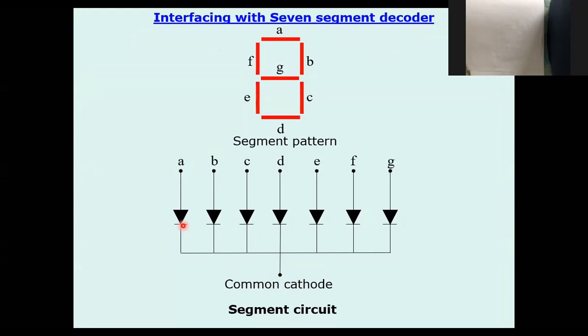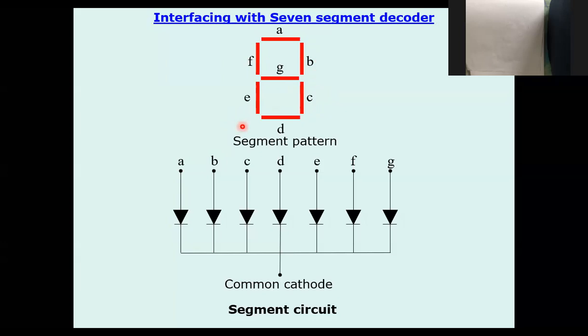So if I want to get the zero display, what will glow, sir? A, B, C, D, E, F, except G and except the dot, all the LEDs will glow. A, B, C, D, E, F. So you will see just like a zero.